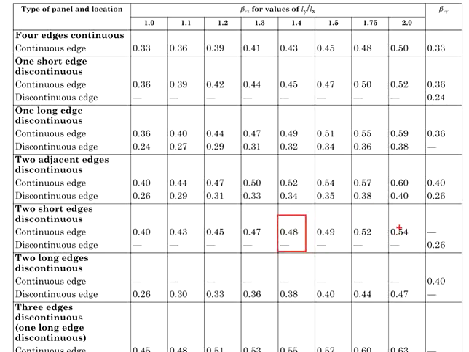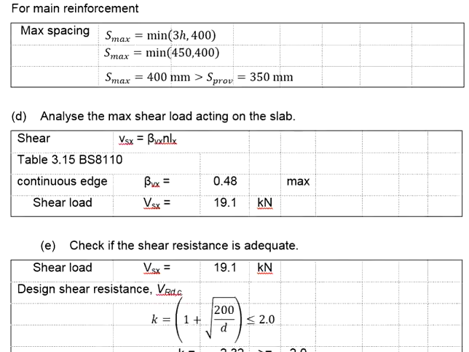Among the two ratios, obviously this is bigger. That means the shear load acting on the continuous edge is relatively larger. For simplicity, you may use the largest shear load acting on the slab and check the resistance. If the resistance is adequate, that means the other smaller value will also pass. With that, we will use the bigger shear coefficient to calculate the shear load.